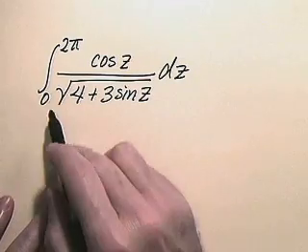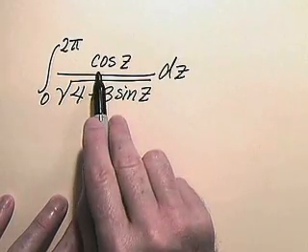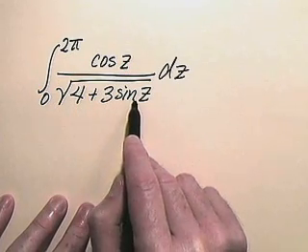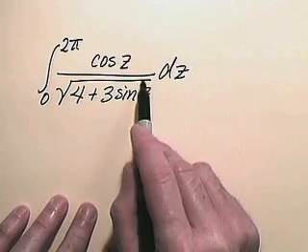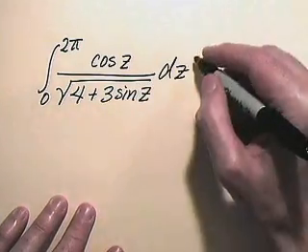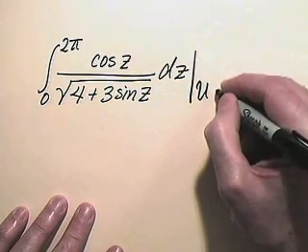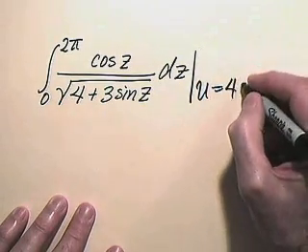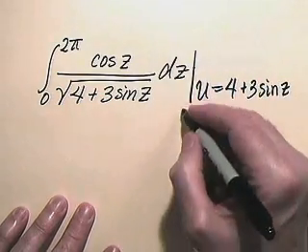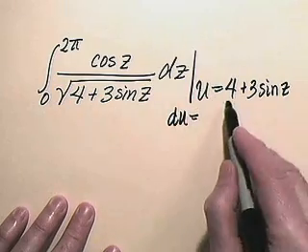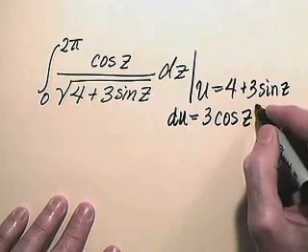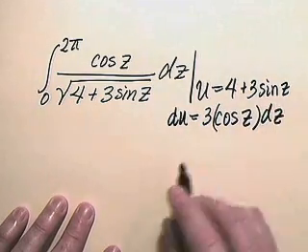Here I want to integrate from 0 to 2 pi the integrand cosine z divided by square root of the quantity 4 plus 3 sine z dz. So again, when I see this big expression inside the radical, the first attempt would be to set u equal to what's inside. u equals 4 plus 3 sine z. In that case, du is the derivative of this quantity, 3 cosine z multiplied by dz.